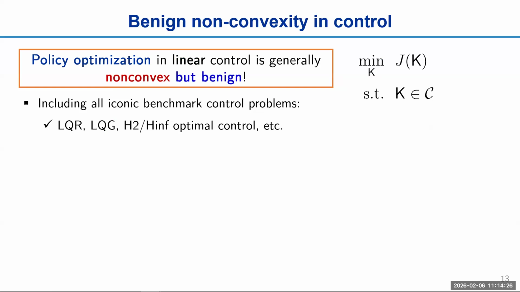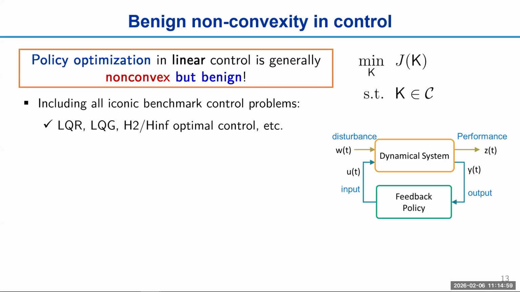We know that in policy optimization for control, the cost function and constraint are both non-convex. But now I want to give you a very general message here. Policy optimization for linear control, and I'm going to restrict to linear control, is generally non-convex, but benign. I'm going to show you some benign non-convex properties very soon. And this statement applies to many benchmark control problems, including LQR, LQG, robust control, and H-infinity control.